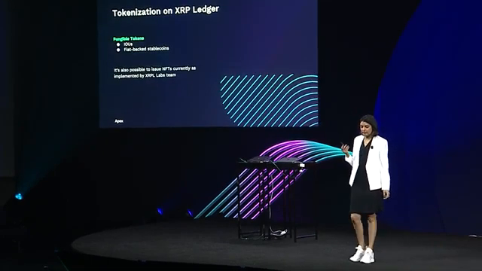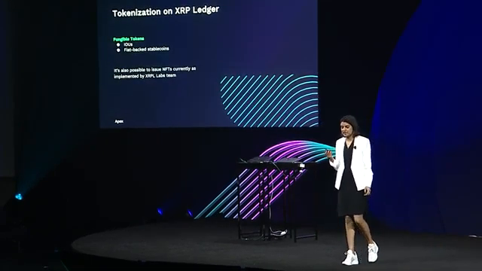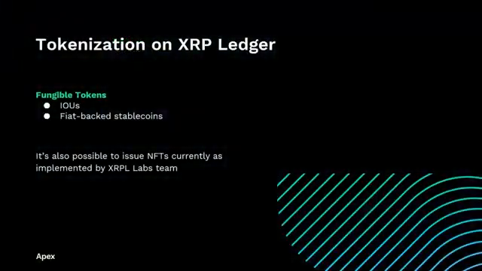All right, so let's talk about tokenization on XRP Ledger. XRP Ledger offers support for tokens, and many of you might know them as IOUs, or issued assets. And these assets are primarily fungible. That is, they can be traded between users for XRP or other issued assets on XRP Ledger's native decentralized exchange. And this makes them perfect for payments.